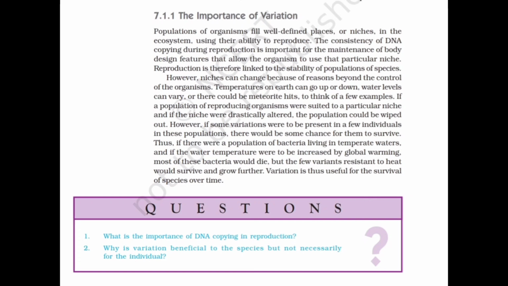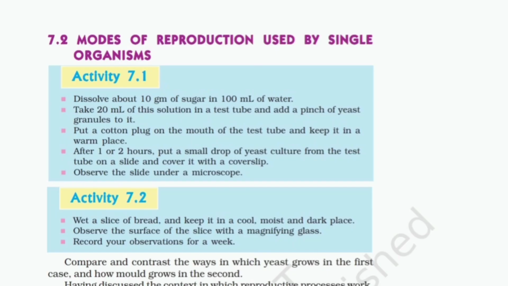Variation is thus useful for the survival of species over time. Questions. 1. What is the importance of DNA copying in reproduction? 2. Why is variation beneficial to the species but not necessarily for the individual? Modes of reproduction used by single organisms.